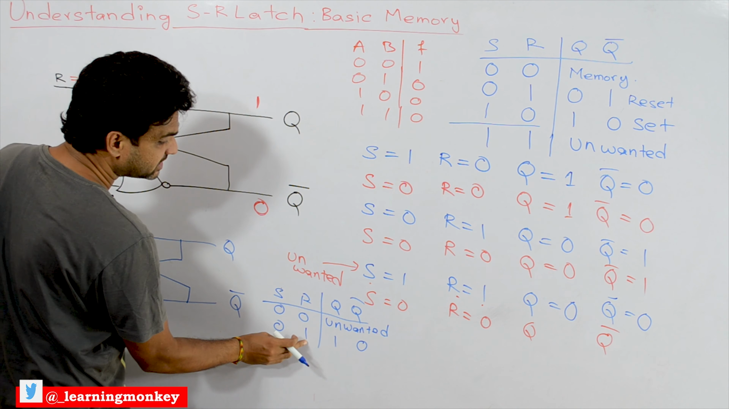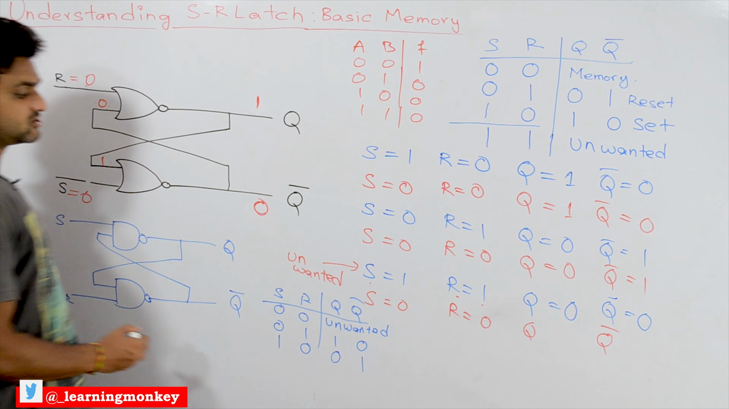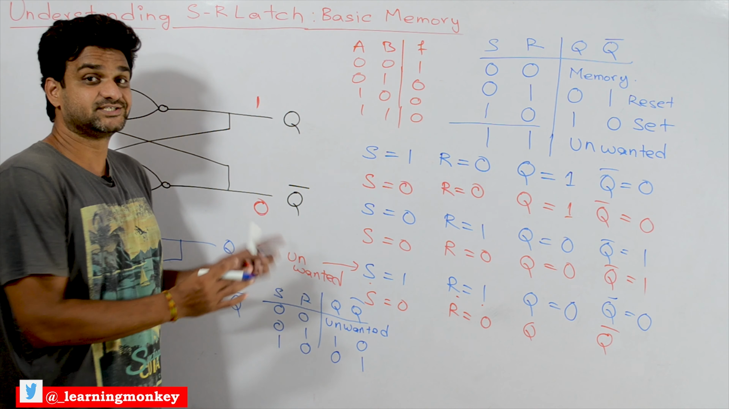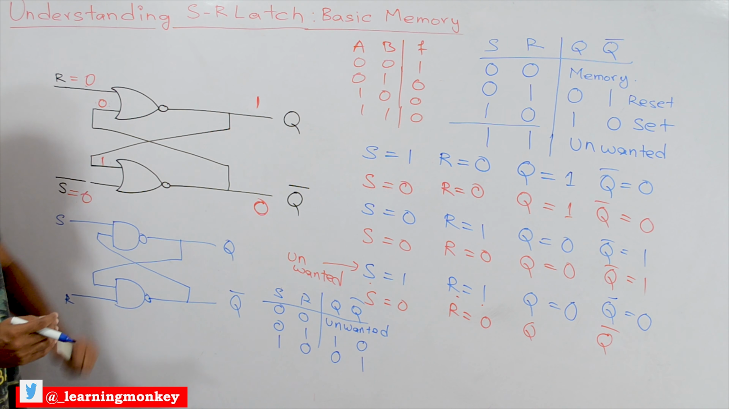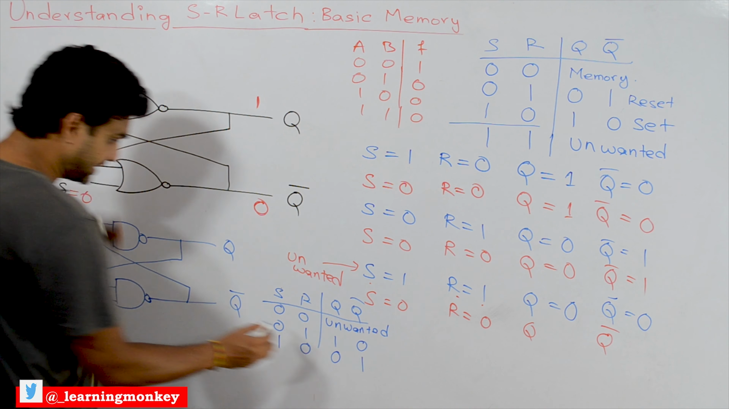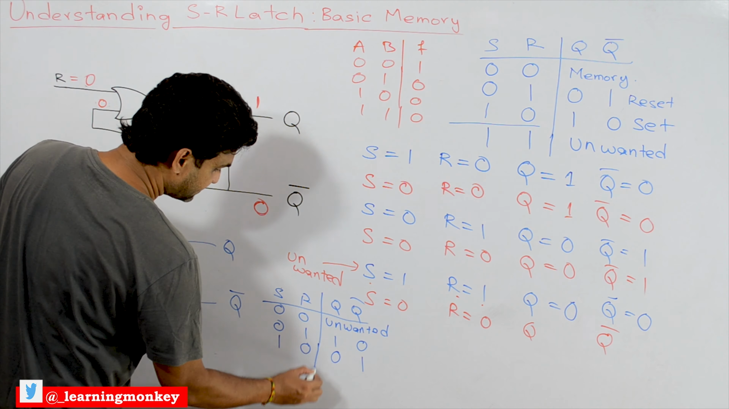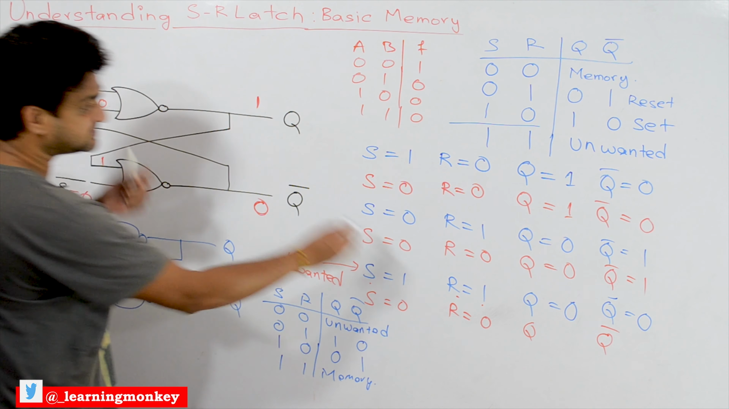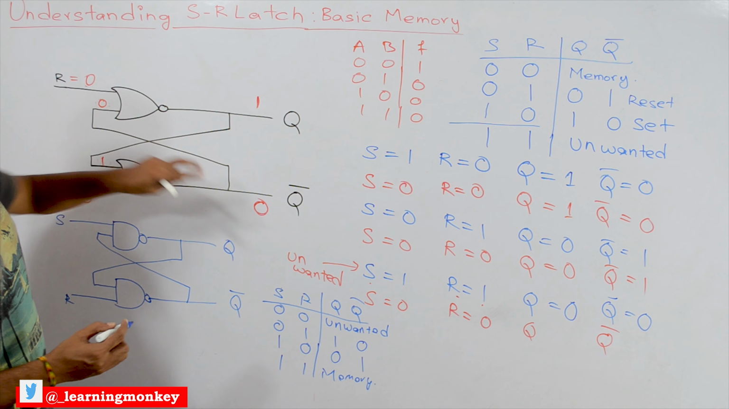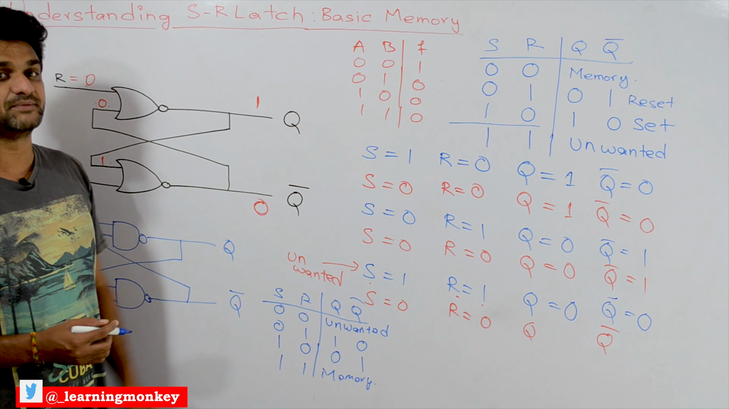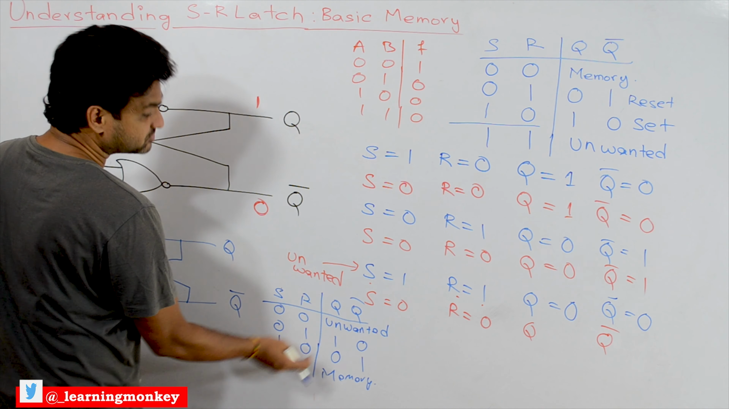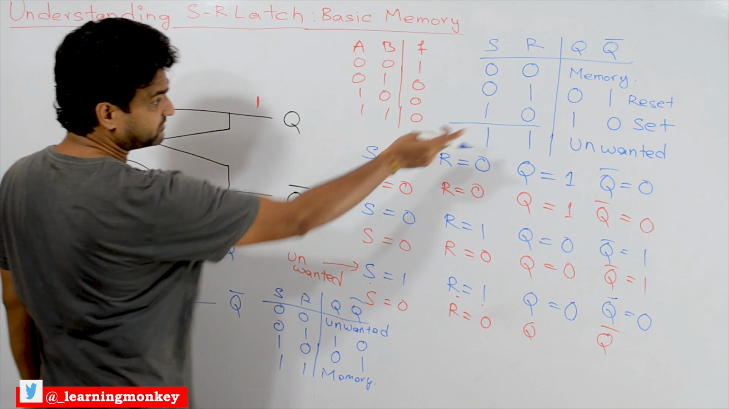And similarly, if you take 1 0, the set is going to be 0, and the Q complement is going to be 1. So this is just the opposite of the SR latch by using the NOR gate. And if you have 1 1, it is a state which is used for memory. In our previous latch, by using the NOR gates, 0 0 is going to be the memory state, and 1 1 is going to be the unwanted state. But here the 0 0 is going to be the unwanted state, and 1 1 is going to be the memory state.